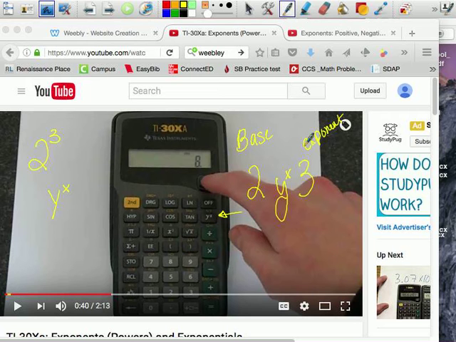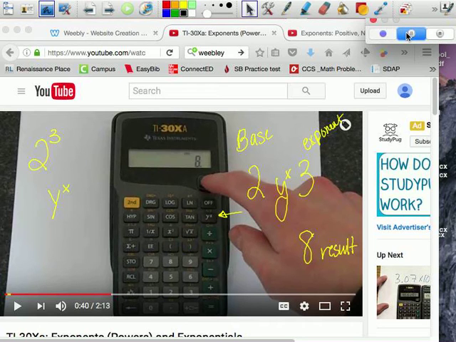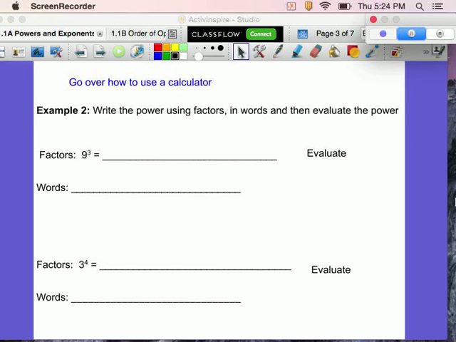Okay, so now I want you to pause the video and try this on your calculator. You should get 8 as a result. And all of you should write down what the process is for whichever calculator you have as your own. All right, now back to our lesson.